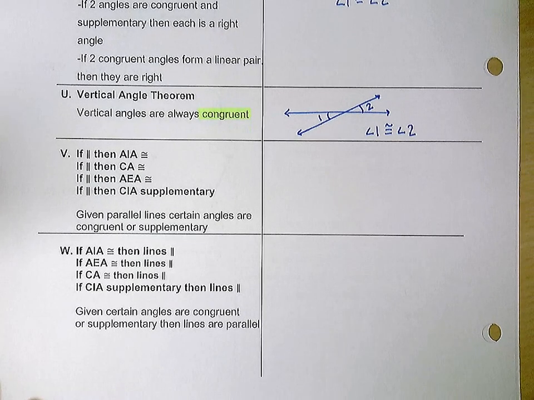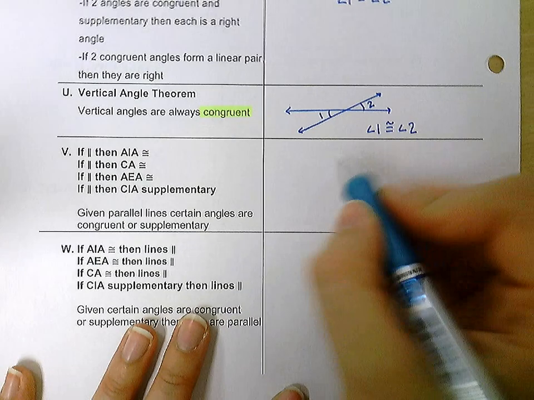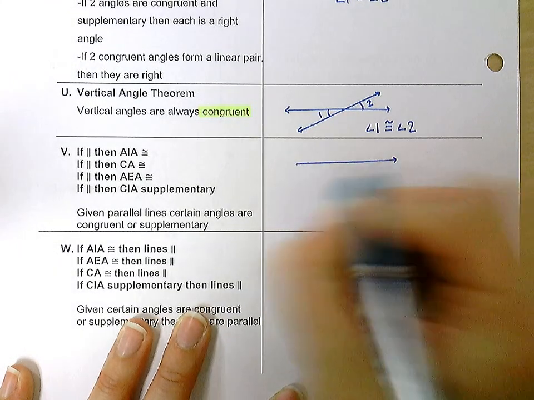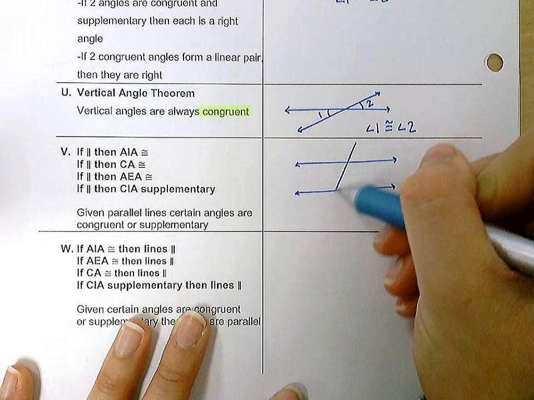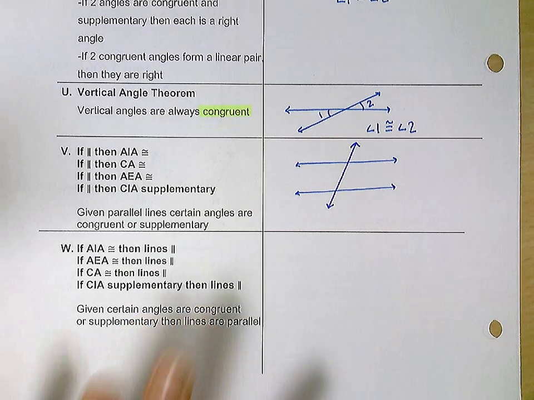Okay, last ones have to do with parallel lines. This is from chapter 3. So, if your lines are parallel, then your alternate interior angles, alternate exterior angles, and corresponding angles are congruent. Your consecutive interior angles then would be supplementary. So if I have parallel lines and a transversal that intersects those parallel lines.